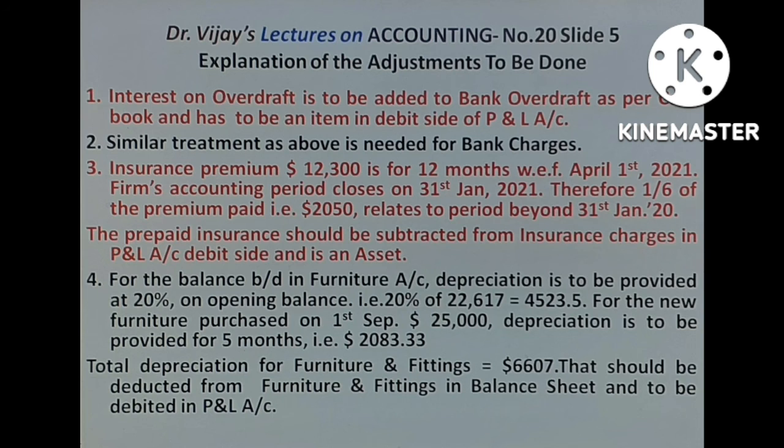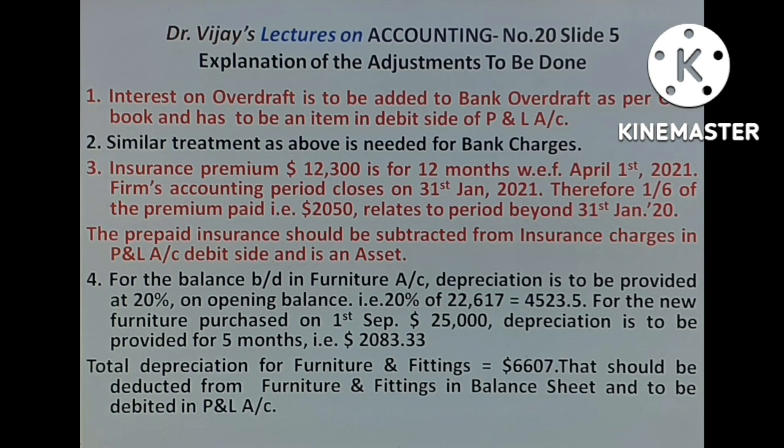The third information is insurance premium 12,300 is for 12 months with effect from 1st April 2020. Our accounting period closed on 31st January 2021. So, the premium paid for the months February and March 2021, it is prepaid. So, 1/6 of the premium paid is prepaid. That is 2,050. It should be subtracted from insurance premium in profit loss account debit side, and it is to be shown as a current asset in balance sheet asset side.